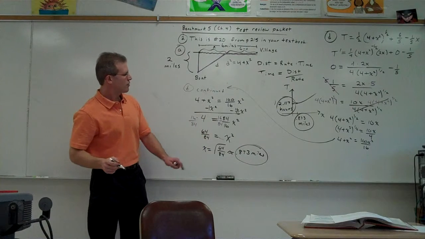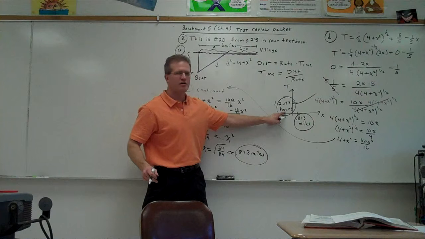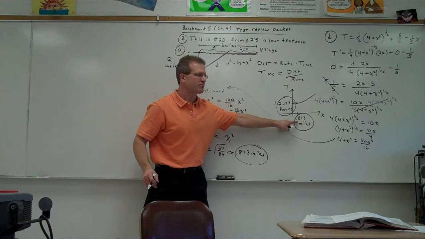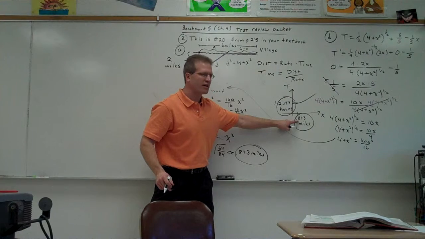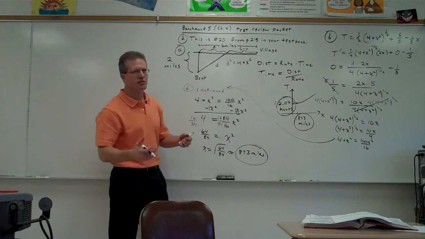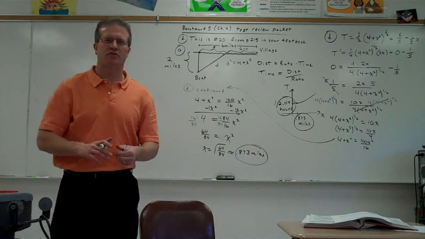And then if I wanted to find, if I knew my 0.873, but let's say I didn't know the time, how could I figure out the time? Plug 0.873 back into your original equation, which I erased, but the original time equation. All right. Any questions about that one?